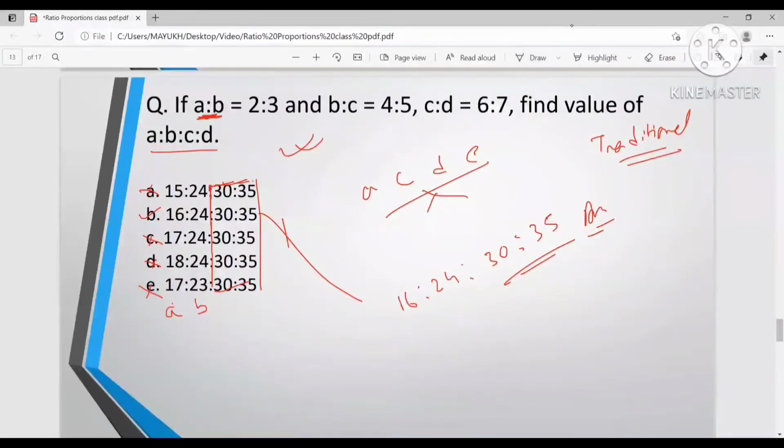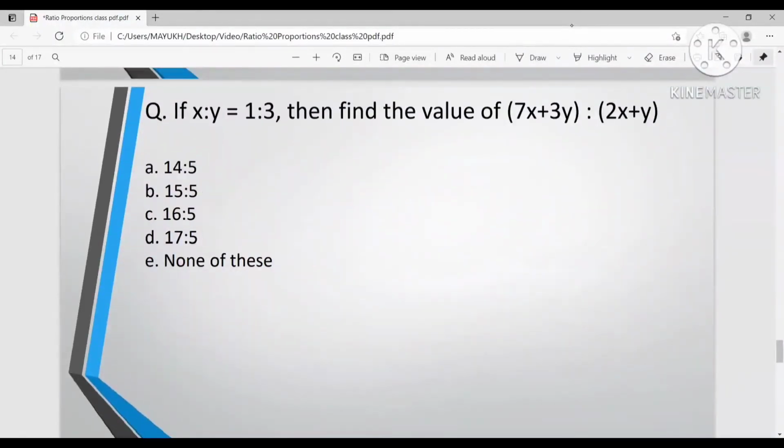So let's move further. These questions look scary, but are actually a cakewalk to solve. They are just there to make you feel scared. Let's see what they're saying. They're saying x is to y is 1 is to 3. I can say x is to y is 1 is to 3.